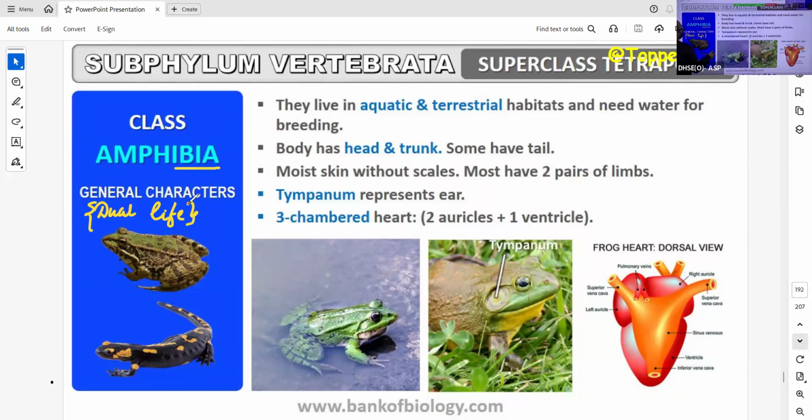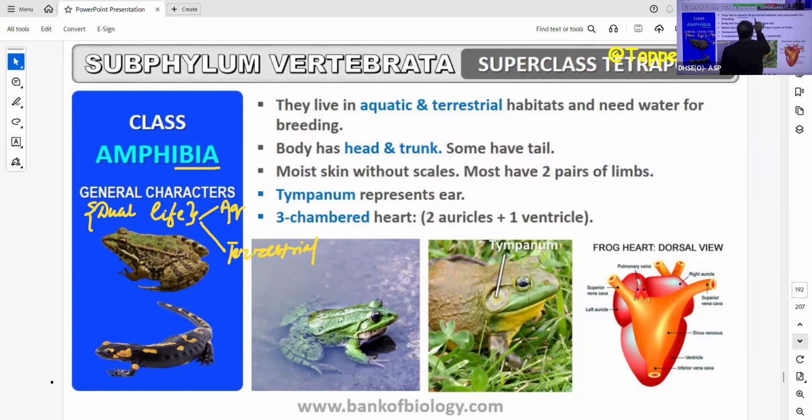So what do we mean by this dual form of life? Either they are aquatic or they are terrestrial. Either they are aquatic or they are terrestrial. Fine. So since they can display two forms of lifestyle, that is both aquatic as well as terrestrial, we call them amphibians. Okay. Now, let us go into the details of it.